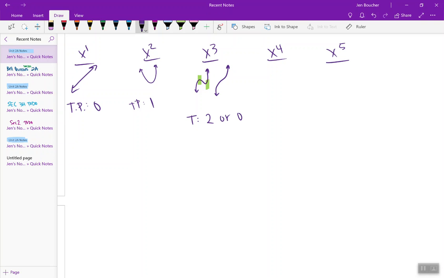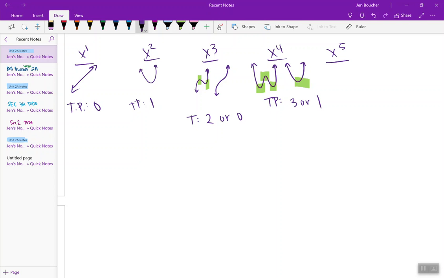So what I'm trying to do right now is help you come up with a rule on if I give you an equation, how do I know how many turning points there are? And that's it. So what about x to the 4th? X to the 4th could either look like a giant W, or it could look like a U. So how many turning points are there? Either 3 or 1.